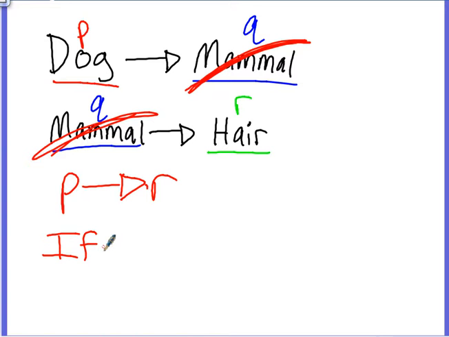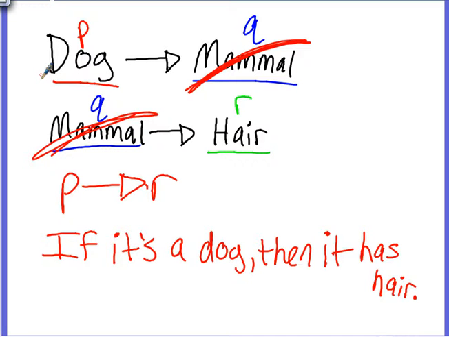Like I said, you didn't have to write this one down. I just wanted you to kind of see it. If it's a dog, then it has hair. If you really want to write it, you're welcome to. Otherwise, I just wanted you to see it because we'll do examples after this.